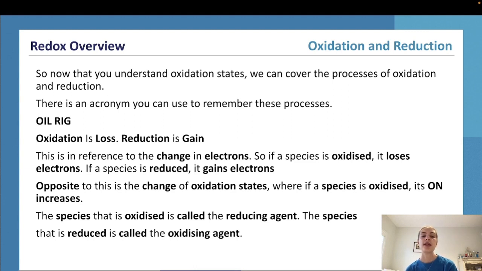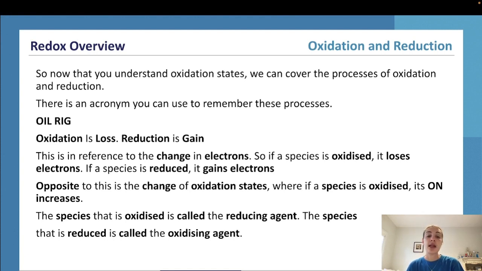And so the species that is oxidized is called the reducing agent because it causes the other one to be reduced, whilst the species that is reduced is called the oxidizing agent because it's causing the other one to be oxidized. The way in which it's causing the other one to be oxidized or reduced by doing the opposite is because this is a sharing of electrons type process.